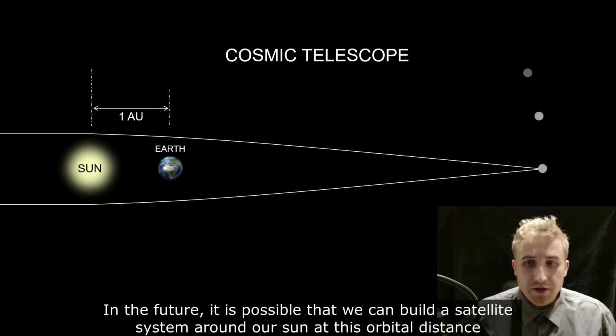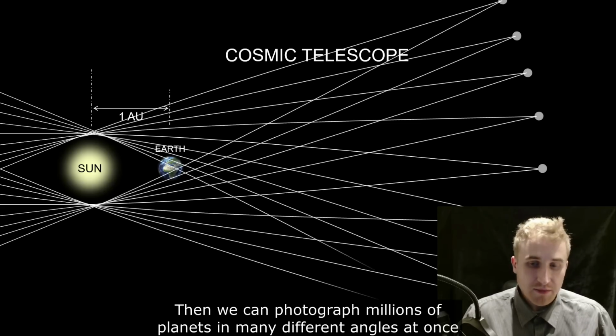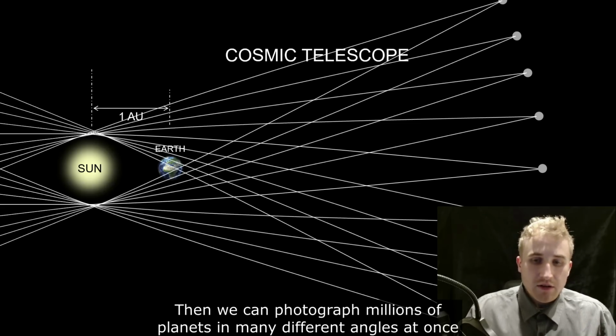In the future, it is possible that we can build a satellite system around our Sun at this orbital distance. Then we can photograph millions of planets in many different angles at once.